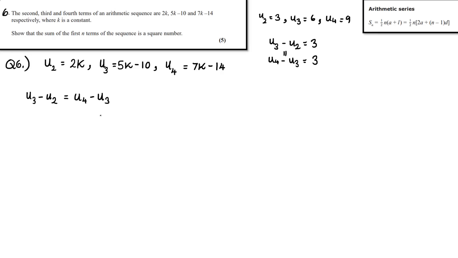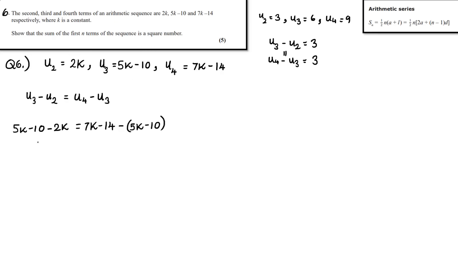Okay, so let's work this out then. So u3, that's 5k minus 10, 5k minus 10 minus u2, which is 2k, so minus 2k. Okay, so that's this left hand side here. Let's start by calculating the right hand side now as well. So u4 is 7k minus 14, so 7k minus 14 minus u3, so I'm going to put this all in a bracket just so we don't lose any minuses here. So that's 5k minus 10.